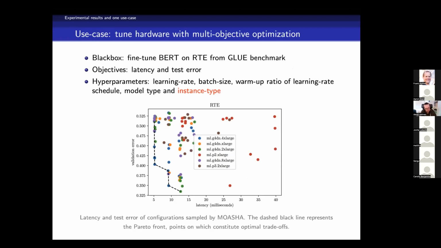So it seems like a good idea to do with, I mean, Asha. We studied this use case where the black box is we want to fine-tune BERT, and we have two objectives: the latency and test error. The hyperparameters are some model hyperparameters, but also the instance type, the type of machine that we use. With this property that you select the Pareto front, we can get a good hypervolume by also stopping bad configurations early.